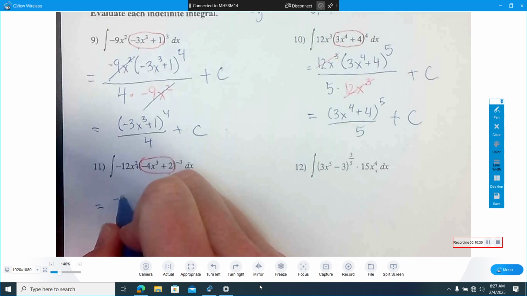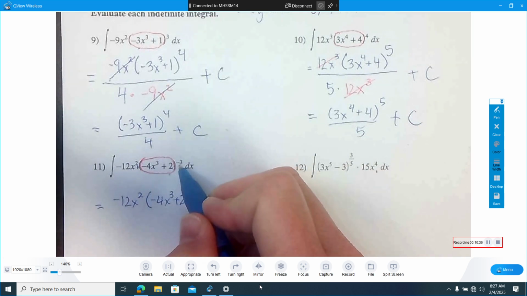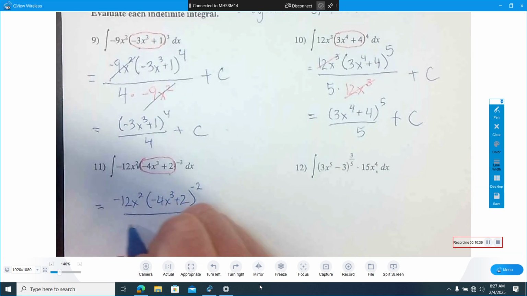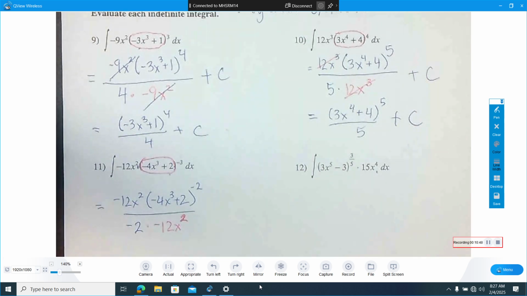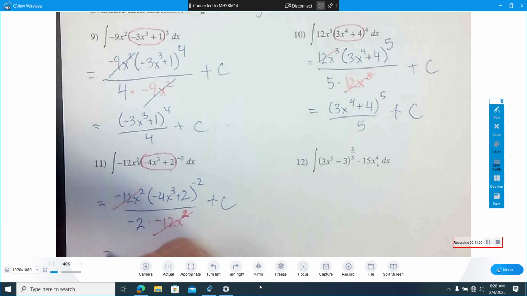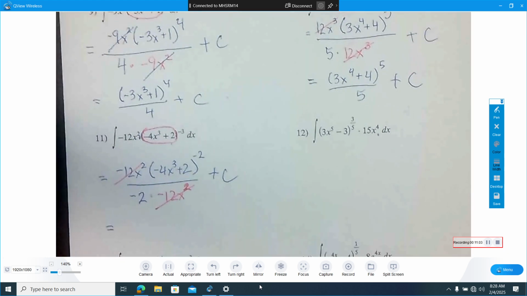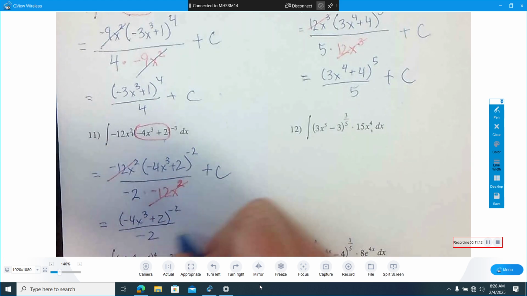All right, so I have negative 12x squared times the quantity 4x cubed plus 2. I'm going to increase my power. That becomes negative 2. Divide by the new power and divide by the chain, or divide by the derivative, really. And so the nice thing here is that you get to choose which method you like best. And again, we're going to learn another one tomorrow. And hopefully you use a combination of all three, but we'll learn another method tomorrow. All right, negative 4x cubed plus 2 to the negative 2 all over negative 2 plus c.